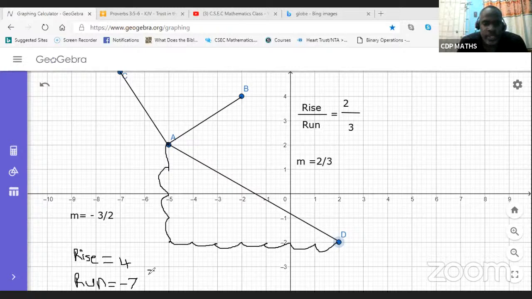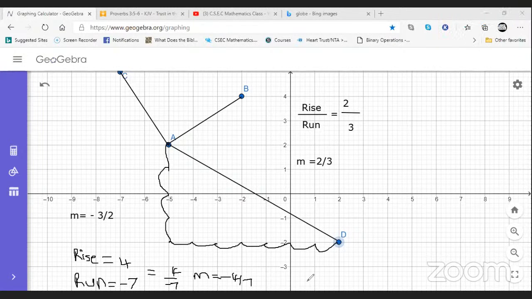So it is rise divided by run. So the answer then is M is equal to -4/7. Audio, are you ready now? Yes, sir. Sir, you put -4/7.